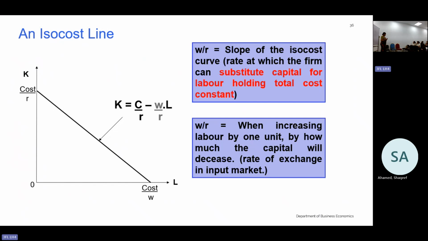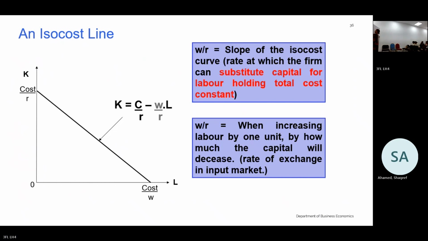So you can see if the cost changes, it's always a shift in the isocost. Understood? It's always a shift. If the cost increases, upward shift. If the cost decreases, downward shift. Right. Then how about the second scenario?